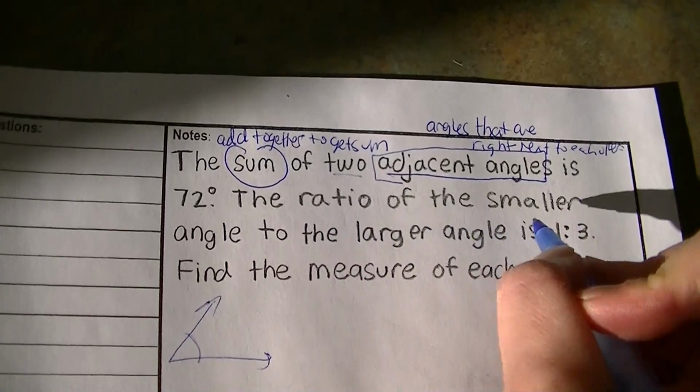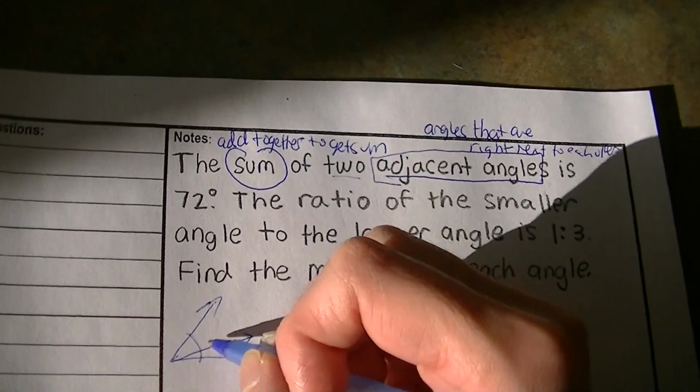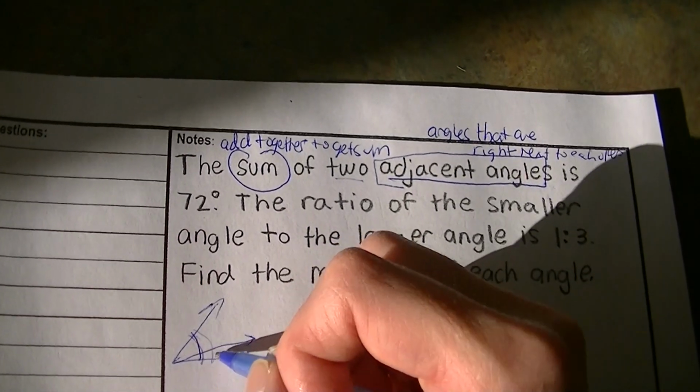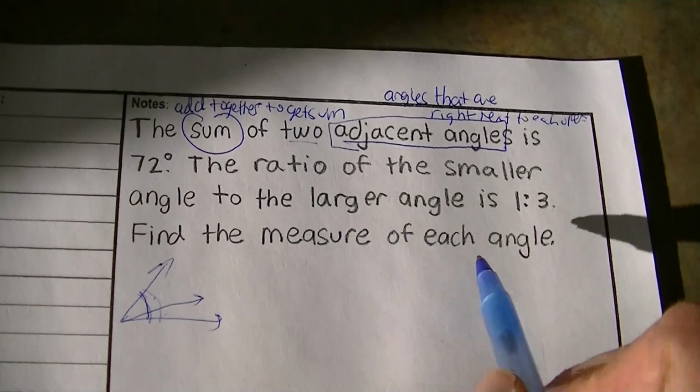And then the ratio of the smaller angle to the larger angle is 1 to 3. So there's a smaller one, and there's a bigger one. And when I add them together, it's going to equal 72. The whole thing is 72. But I have to add this one plus this one to equal the 72. Okay? Find the measure of each angle.